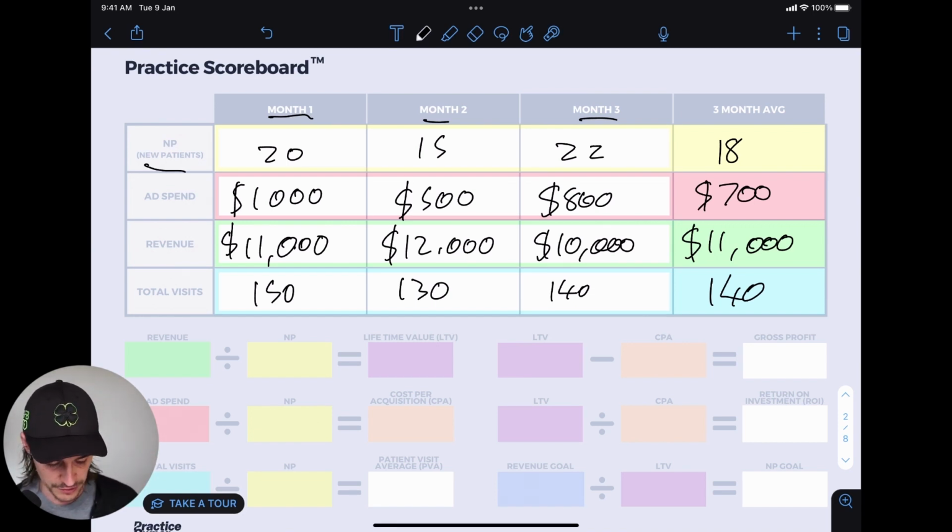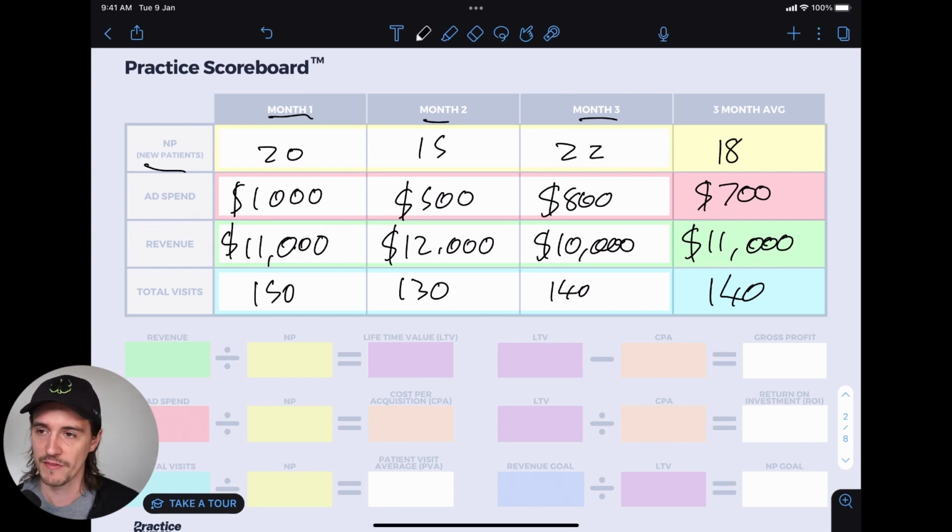And you can see that they're color-coded. So new patients is yellow, ad spend is red, revenue is green, total visits is blue. To preface this as well, total visits means all the visit types that you saw cumulatively. So you might have had new patients, reported findings, reviews, whatever. You want to add up the total number of visits you had that month.